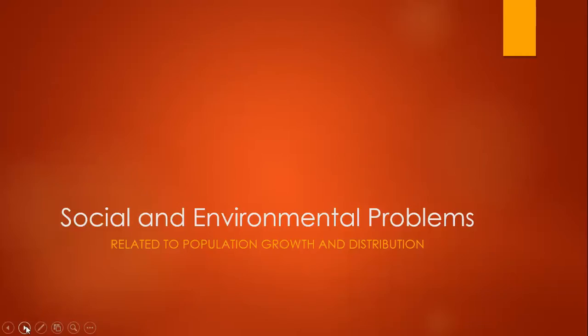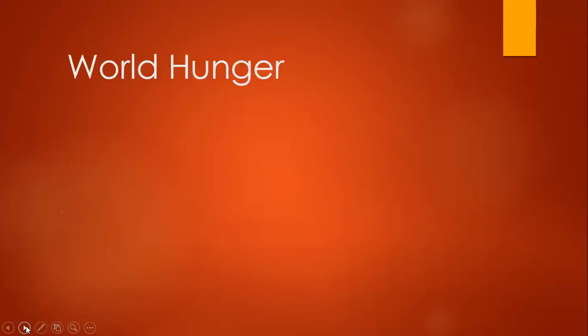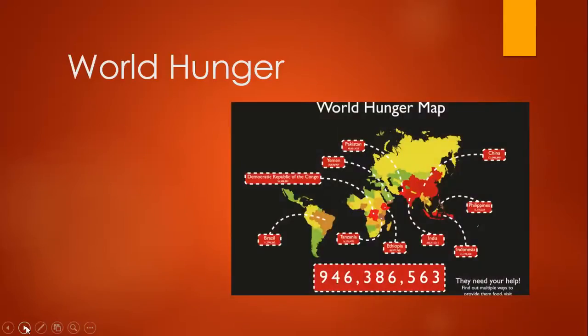All right, let's talk about social and environmental problems. Let's talk about world hunger. According to most estimates, there is enough food being produced on a global scale to feed all of Earth's population. So really what we need to think about is, why are people still dying of starvation and malnutrition? Well, the food supply is not distributed equally among all people.